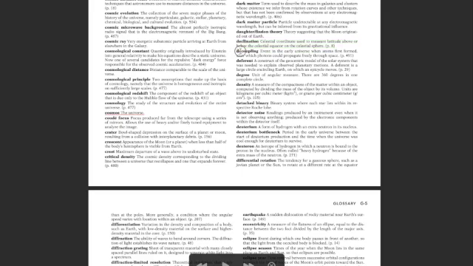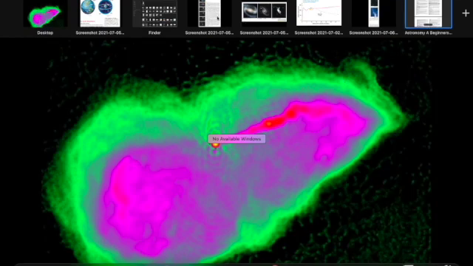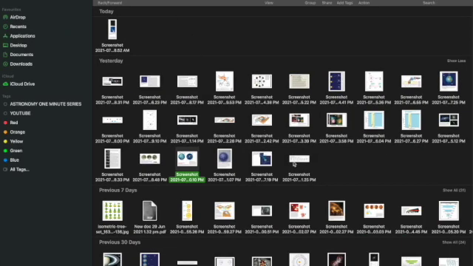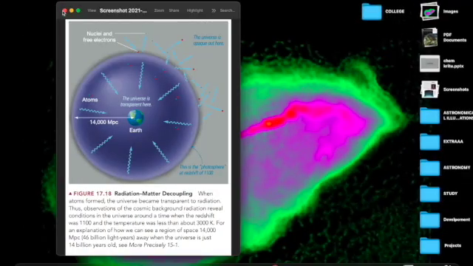Next is decoupling, an event in the early universe when atoms first formed, after which photons could propagate freely through space. Okay. Do we have any illustrations for this? Yes, we have an illustration.